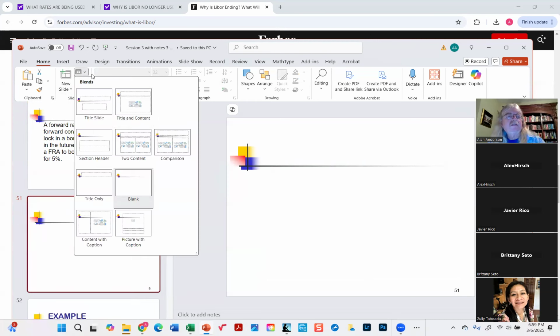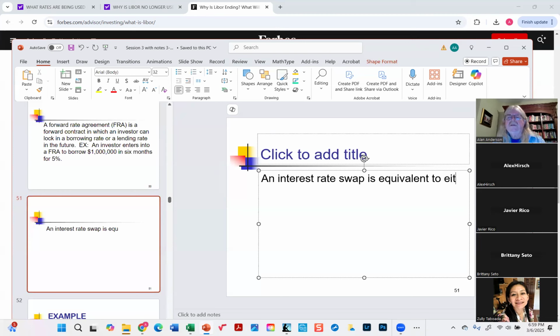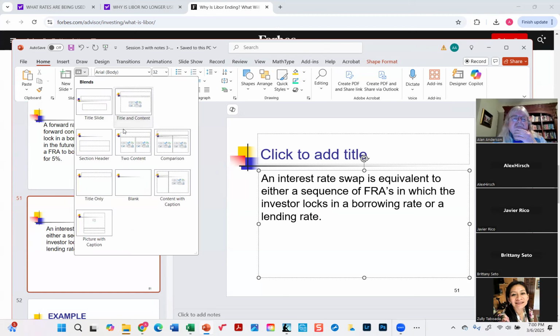Depending on which side you're on, an interest rate swap is equivalent to either a sequence of forward rate agreements in which the investor locks in a borrowing rate or a lending rate. Either way, you end up with the same result.